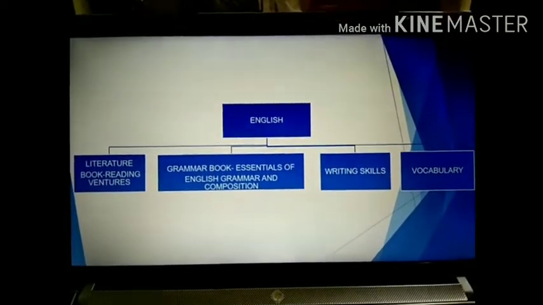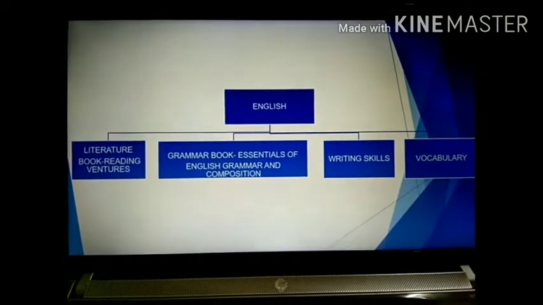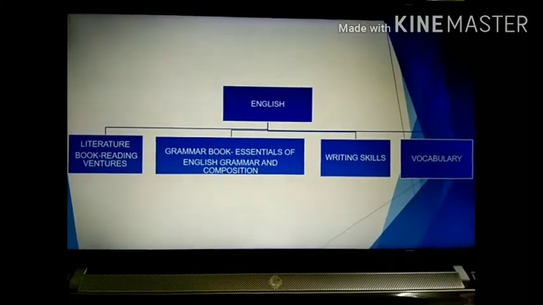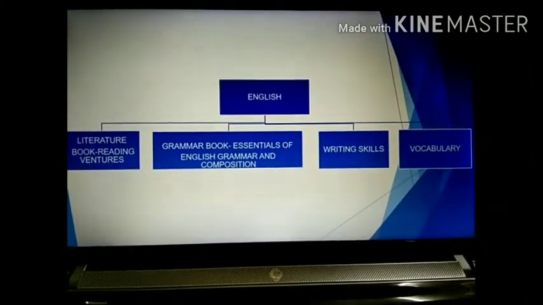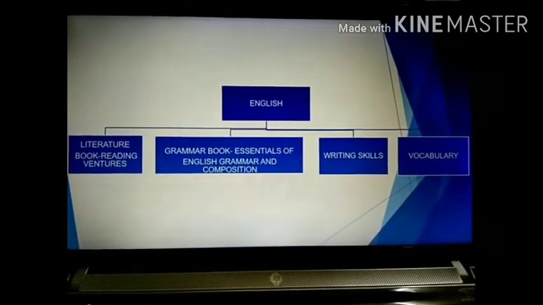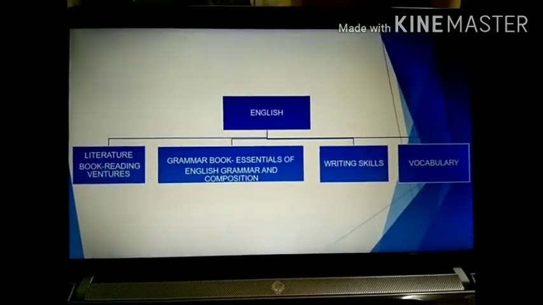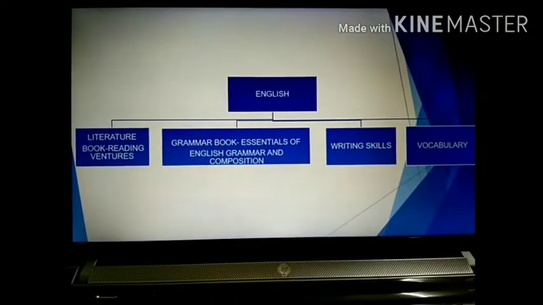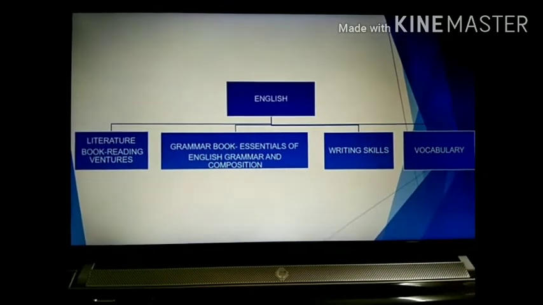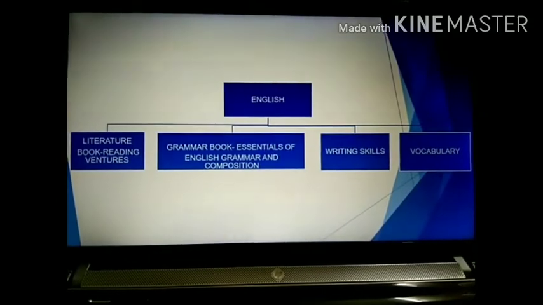Let us talk about literature. In literature, we will witness different types of prose and poetry written by various authors and poets. For example, Jane Taylor, William Butler, and so on. While reading the lesson and poetry, you will be learning different kinds of rhyming schemes, new words, and get some life values. The book which we will be following is Reading Venture by Sultan Chand.